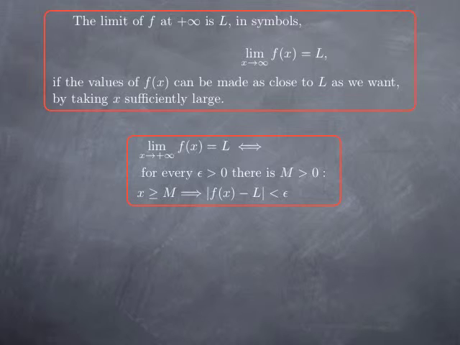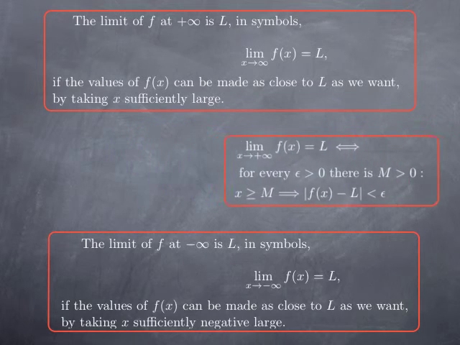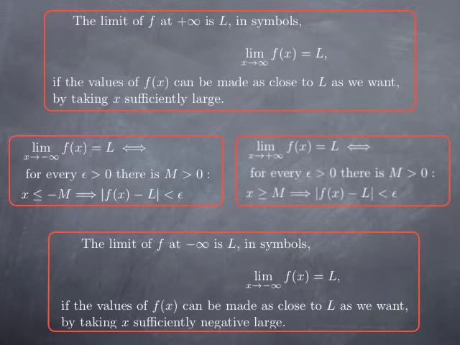Of course we have an analog definition for the limit of f at negative infinity, and we'll say that this limit at negative infinity is L if the values of f of x can be made as close to L as we want by taking x sufficiently negative large. And in terms of analog of the epsilon delta definition, this is what we would get, that the limit at negative infinity is L if for every epsilon there is a positive M such that f of x is within epsilon of the limit L, provided that x is less than negative M.